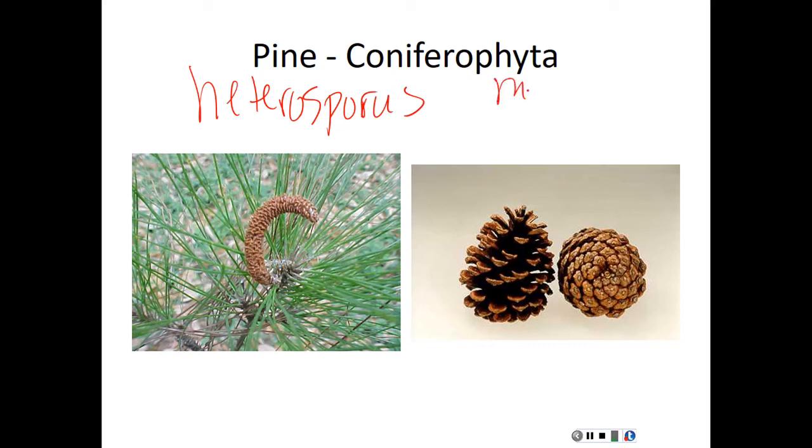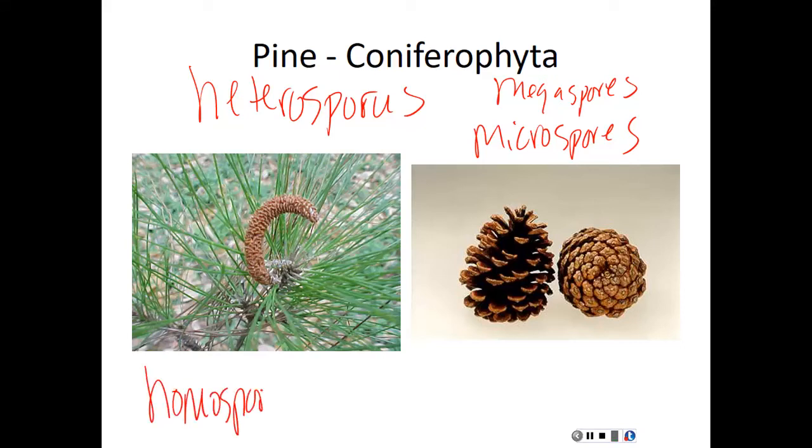Large megaspores, which will produce megagametophytes, and smaller microspores, which will produce microgametophytes. In the non-vascular plants, the plants are what we call homosporous, meaning we make one kind of spore that produces one kind of gametophyte.